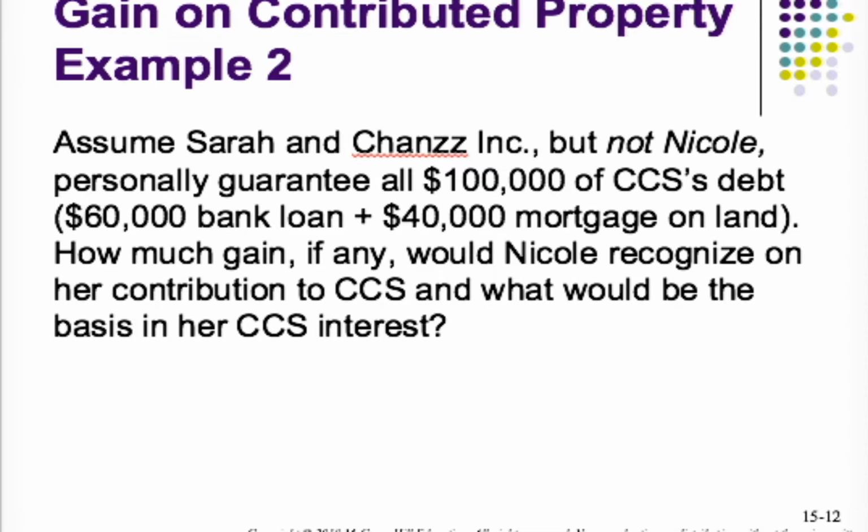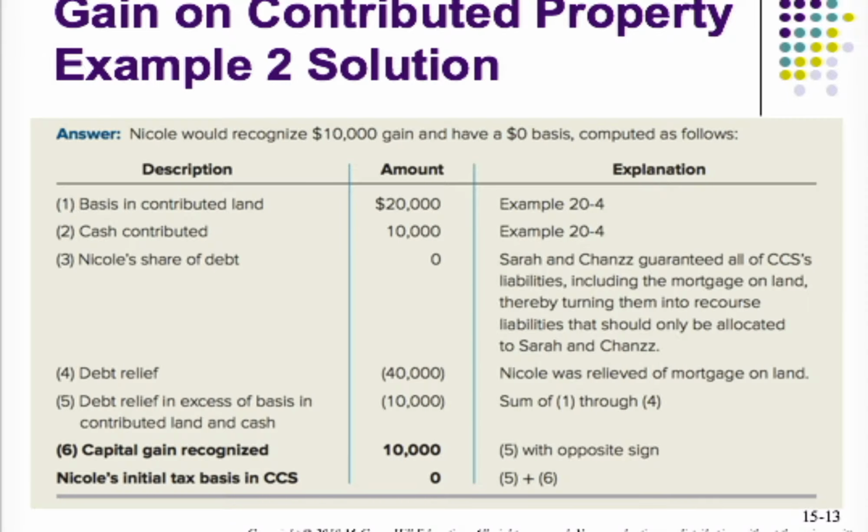Next example. Assume Sarah and Chance Inc., but not Nicole, personally guarantee all $100,000 of CCS's debt, the $60,000 bank loan and the $40,000 mortgage on the land. How much gain, if any, would Nicole recognize on her contribution to CCS, and what would be the basis in her CCS interest? All right, so she had the same $20,000 basis in the contributed land and cash contributed.